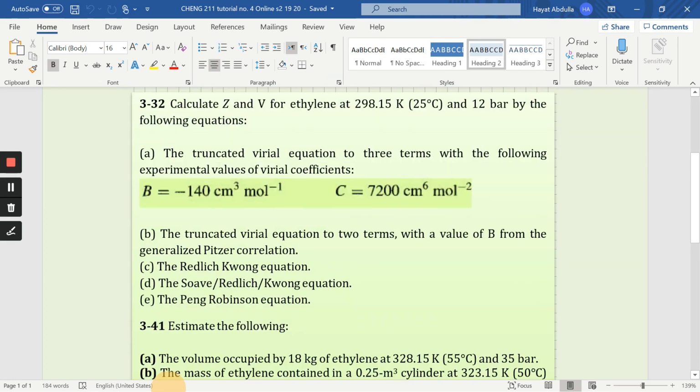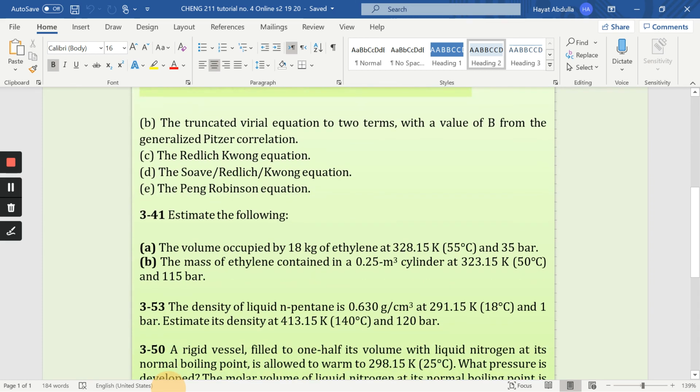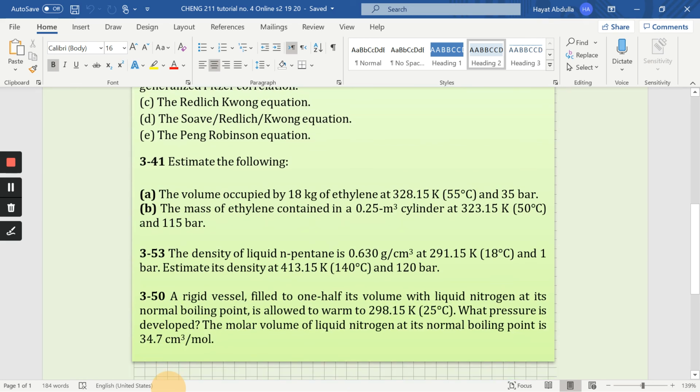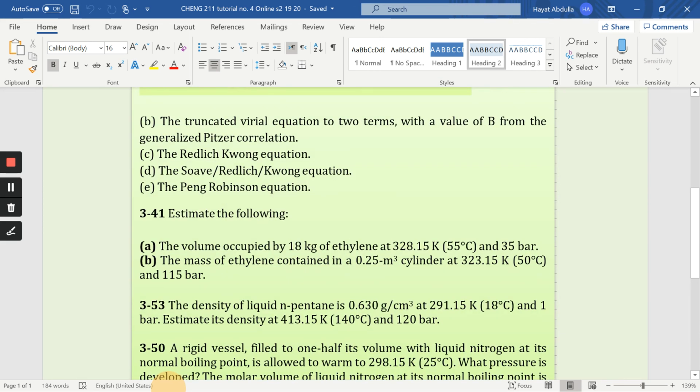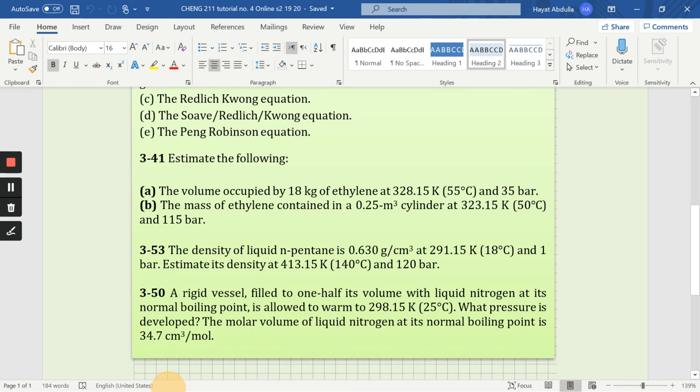And I did exactly a similar problem before, using the truncated virial, Redlich-Kwong, Soave-Redlich-Kwong, and Peng-Robinson. So it's just using the cubic equation of state plus the Pitzer correlation. With 341, we need to estimate the volume. Sometimes they ask you to estimate the volume without telling you the method. This is not going to be the case here in Chem 211. We will always define the method for a simple reason: we don't want to get more than one solution in the assessment.